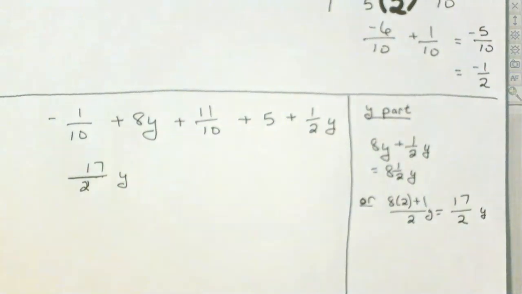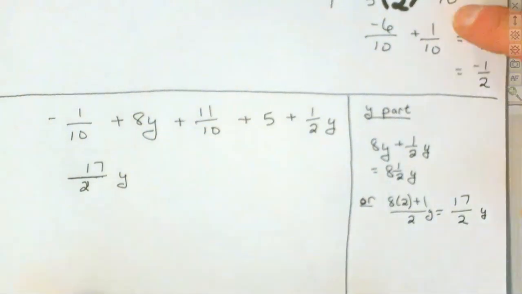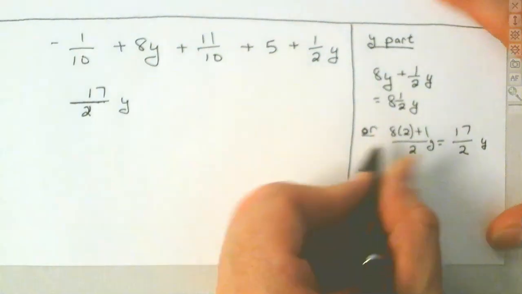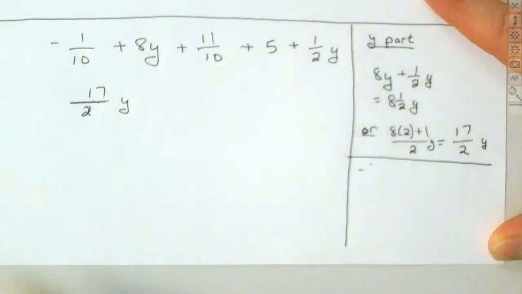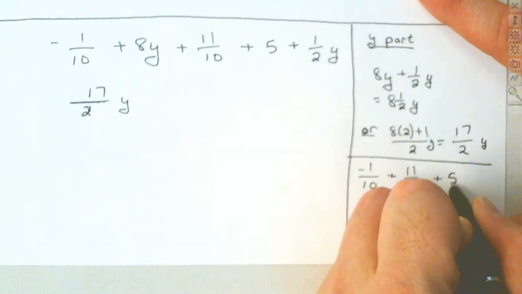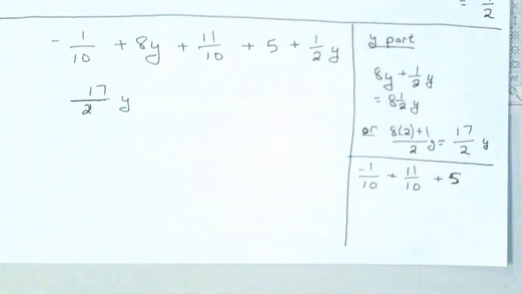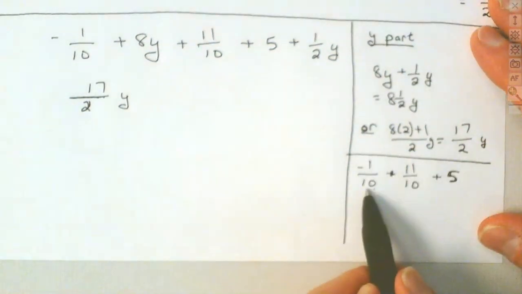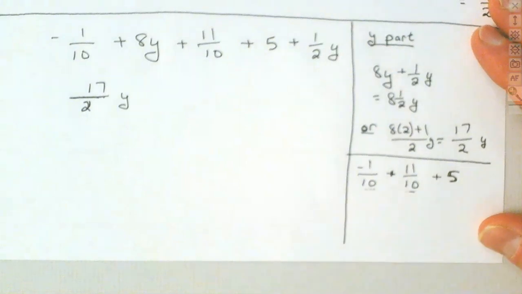Now, that was the hard part. What about the next one? The next ones I made really easy for you. What about the numbers? On just the numbers, I have a minus 1/10. I have a plus 11/10, and a plus 5. Now, I made this one extremely simple because look at what's going to happen with these fractions here. These have the same what already? Denominator. So these can go together.